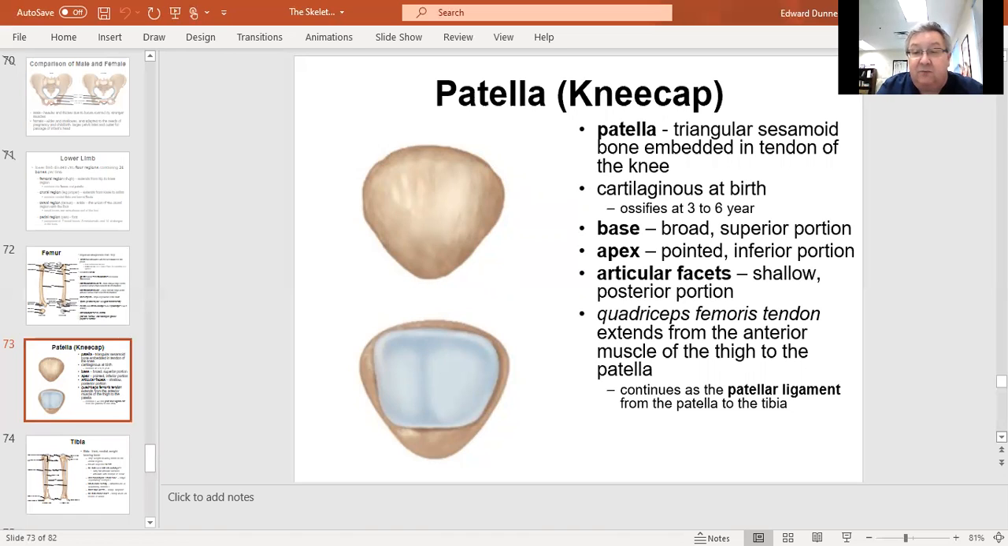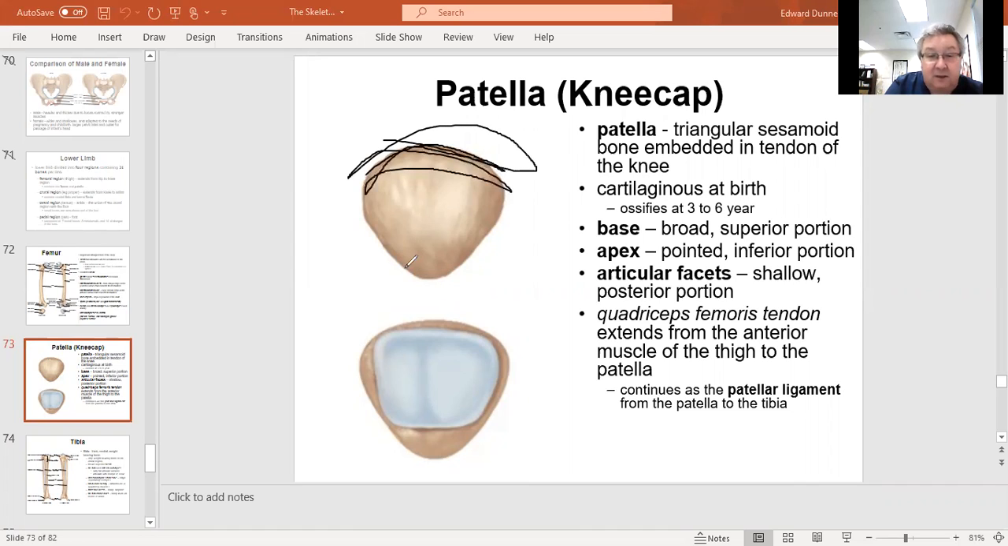The patella, also known as the kneecap, is the other sesamoid bone with the pisiform. You have to know the parts of the patella. The top part, the broad superior portion, is known as the base. Now, guys, I know this is weird sounding, because base is bottom, but the base on the patella is this area here. This is the base right here.